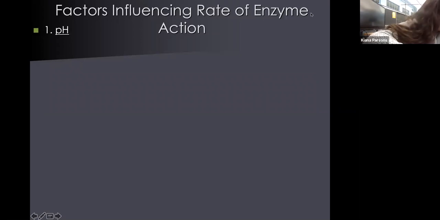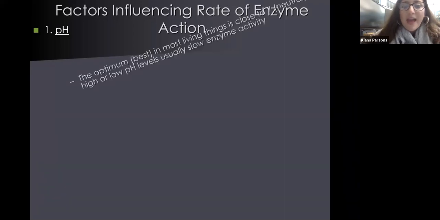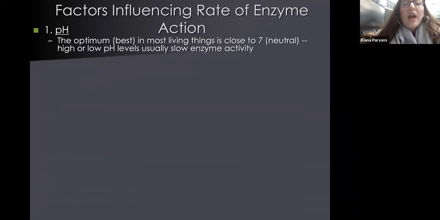All right, so now let's talk about factors influencing the rate of enzyme action. And this first one, pH, we're about to do a lab on this upcoming week. Isn't that exciting? pH, it's interesting stuff, and it influences the rate of enzyme action. So pH, the optimum or best pH for most living things is close to 7, which is the same pH as my water. That's neutral.